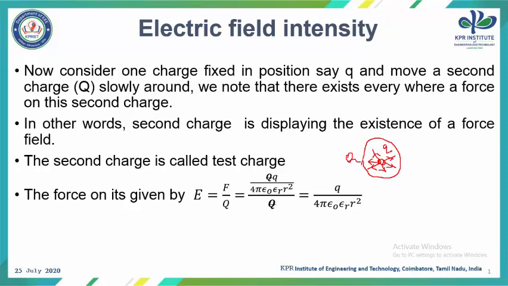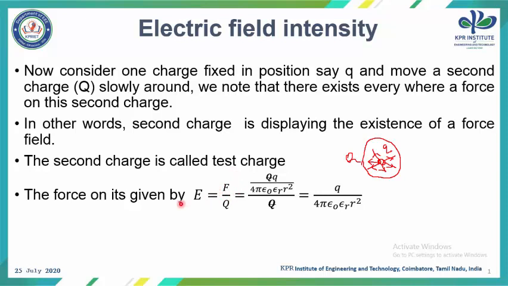Now we note that there exists everywhere a force on the second charge. In other words, the second charge is displaying the existence of the force field. The second charge is called the test charge. Now the electric field is given by E equal to F by Q. What is the basic formula for F?